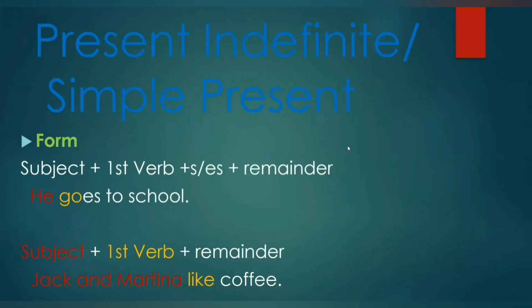Present indefinite or simple present. Its form. Subject comes first, plus first verb, plus s or es, plus remainder. For example, he goes to school. In this sentence, he is a subject, go is first verb, we add an es to it, so it becomes goes plus remainder. Similarly, we have Jack and Martina like coffee. So Jack and Martina are subject, like is first verb.